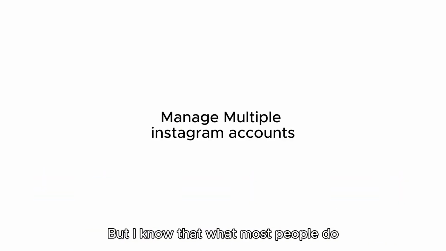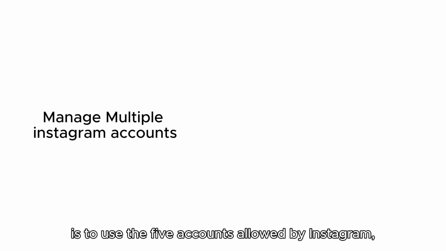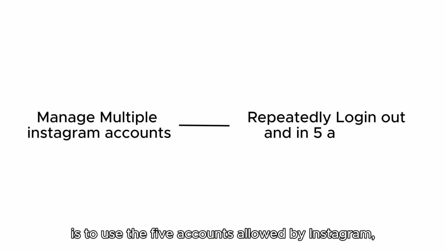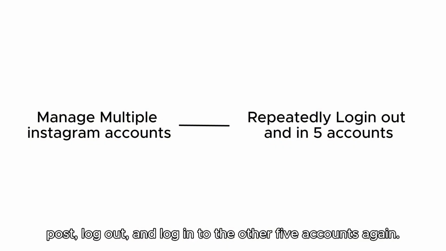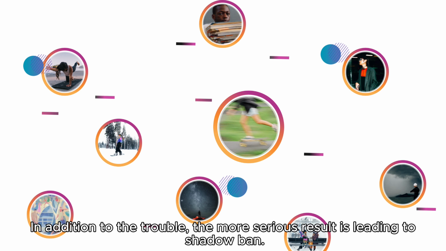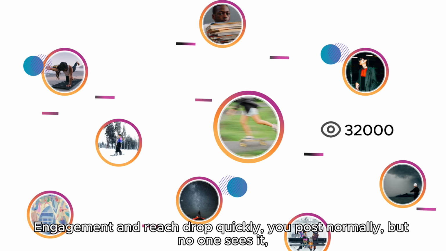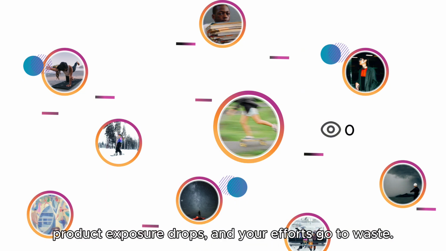But I know that what most people do is to use the 5 accounts allowed by Instagram. Log in repeatedly every day, scan, post, log out, and log into the other 5 accounts again. In addition to the trouble, the more serious result is leading to shadow ban. Engagement and reach drop quickly. You post normally, but no one sees it. Product exposure drops and your efforts go to waste.